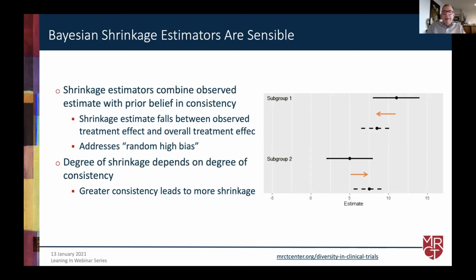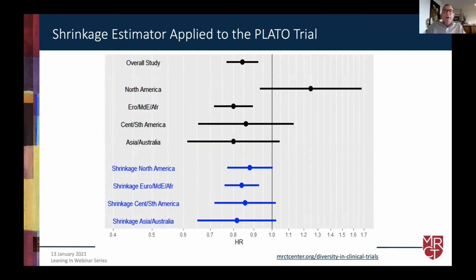I won't go into details of how this works, but on the next slide I'll give a quick example of what happens if we apply shrinkage estimation to the PLATO trial. The overall results that I presented before are again in black. It's in a different format, but these are the same results I showed before, where the results in North America are in the opposite direction from the rest of the world. And there's not just one shrinkage estimator you can apply. There are a lot of different factors that go into it, but I've applied one particular shrinkage estimator to these data.